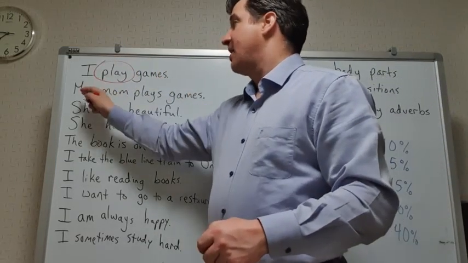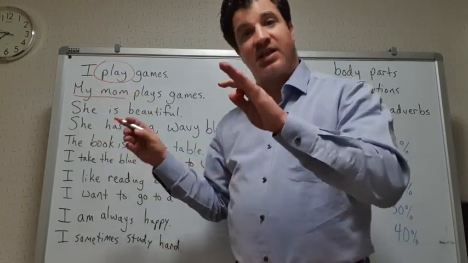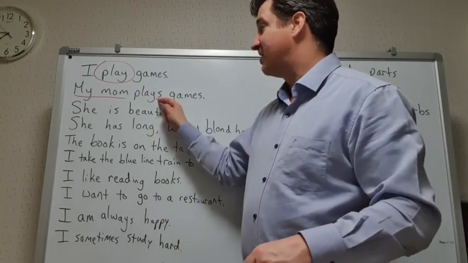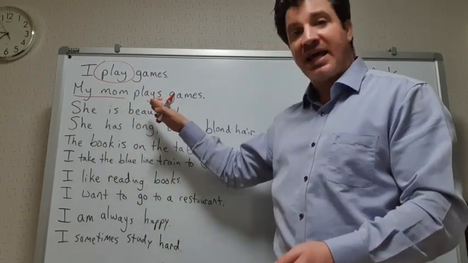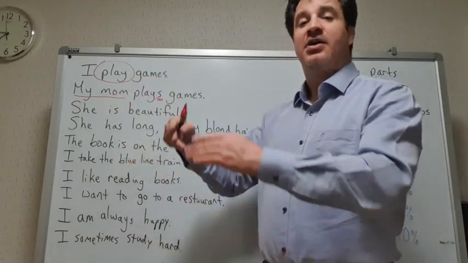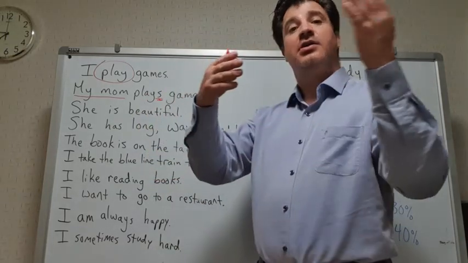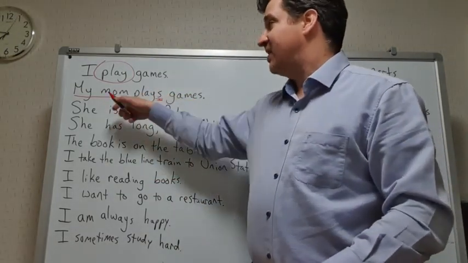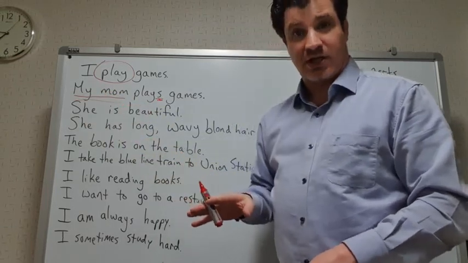And if you're talking about one person, a he or she, one thing, you need to put an S on the end. My mom plays games. I play. My dad smokes. I smoke. Okay? Just put an S if there is one thing in the subject. Okay?